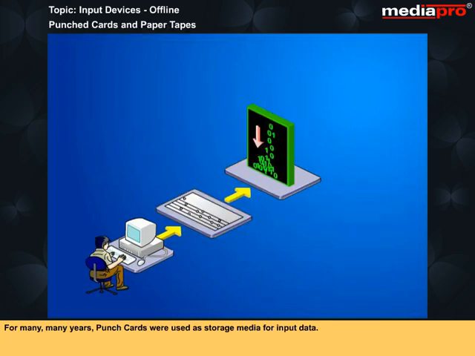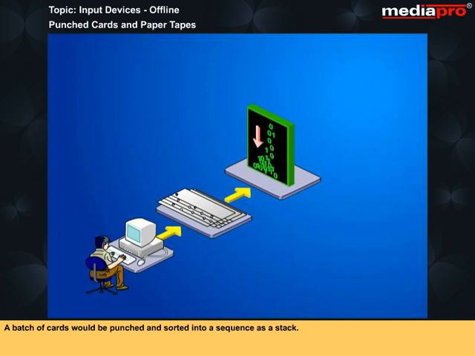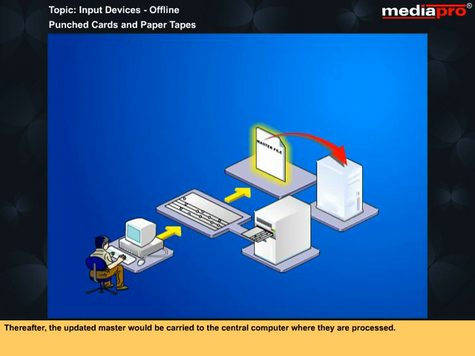For many years, punch cards were used as storage media for input data. These required a card punch for punching patterns of holes as the input data on paper punch cards. A batch of cards would be punched and sorted into a sequence as a stack. Then, a card reader would read the information which was used by the master file for updating. Thereafter, the updated master would be carried to the central computer where they are processed.